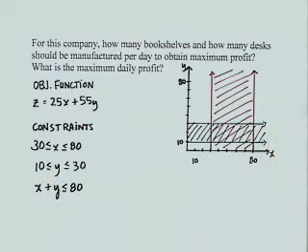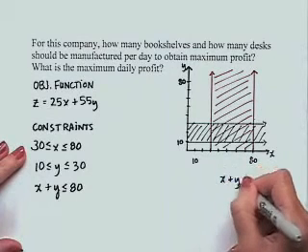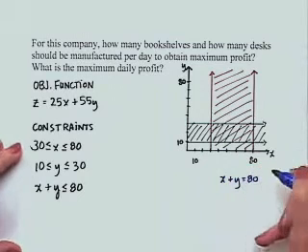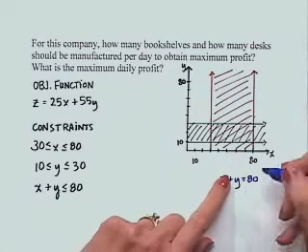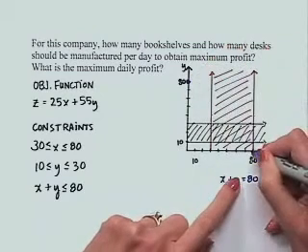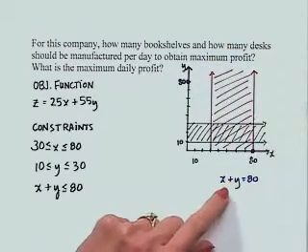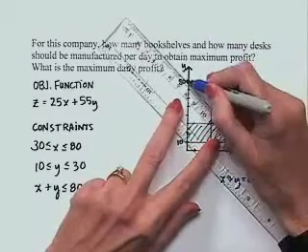Finally, we have the equation x plus y equals 80 as the border for our third region. So if we take x plus y equals 80, we can find our intercepts pretty quickly. If we let x equal 0, our y value has to equal 80. If we let y equal 0, our x value has to equal 80. Those are 2 points on the line. We'll draw this line in the first quadrant.